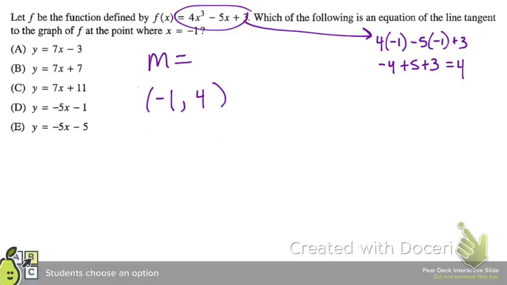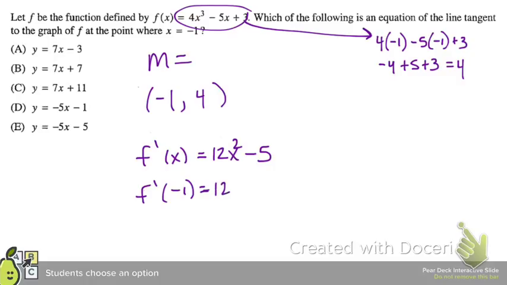Now the slope, if we're looking for a tangent line, the slope of the tangent line is the derivative. So I'm looking for the derivative evaluated at -1. So f prime of x would be 12x squared minus 5. And if I evaluate that at -1, I get f prime of -1 to be 12 times -1 squared minus 5. Well, -1 squared is +1, so this is just 12 minus 5, which is 7. So my slope is 7.